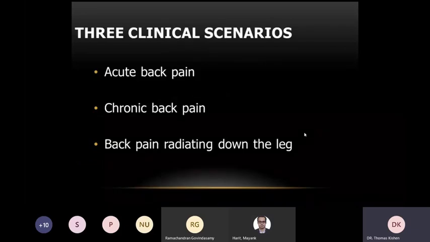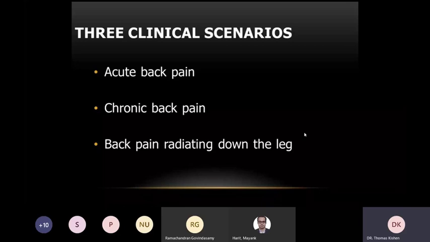Back and neck pain are amongst the second most common reason why people go to see a general practitioner or seek medical advice worldwide. The most common reason is upper respiratory tract symptoms, cough and cold, and the second most common reason is spine related problems. So it's either neck pain or back pain.